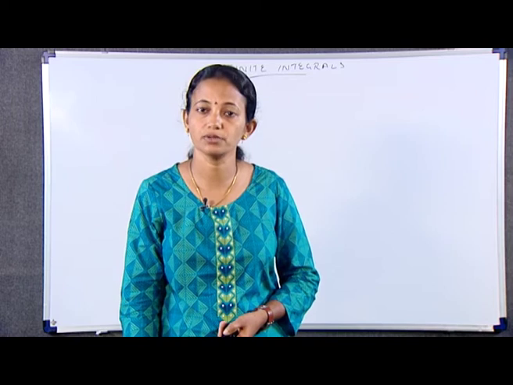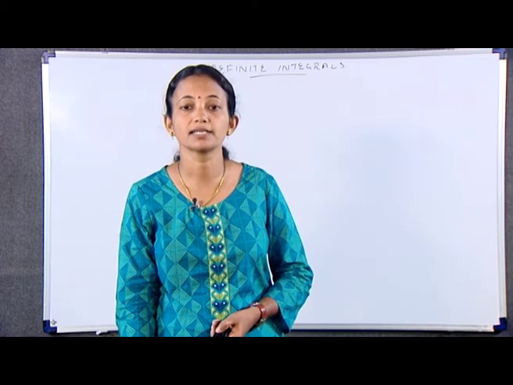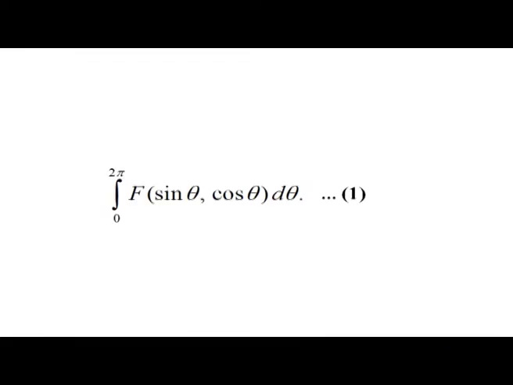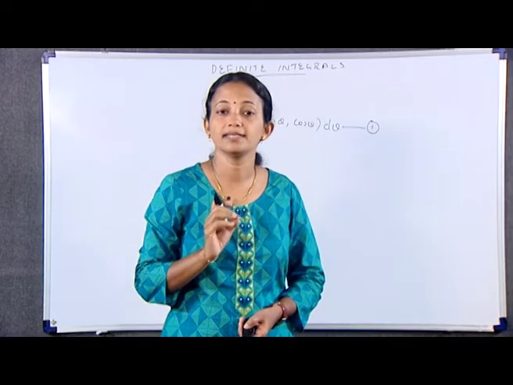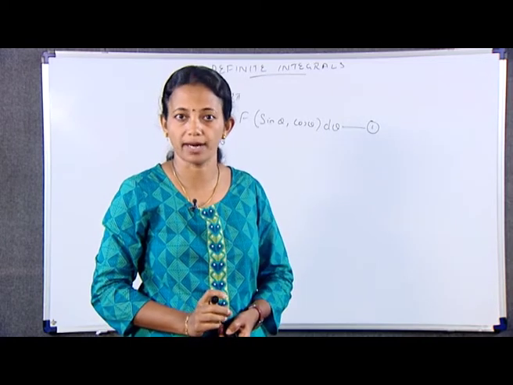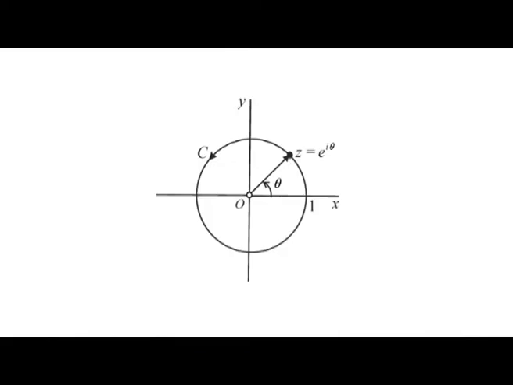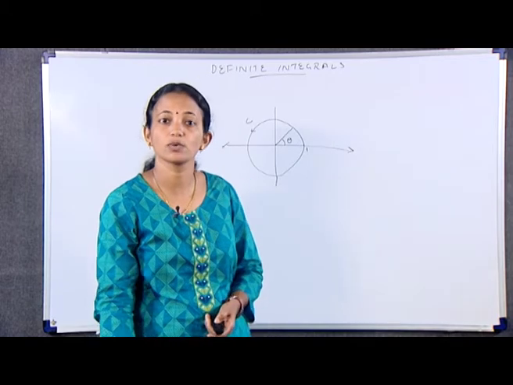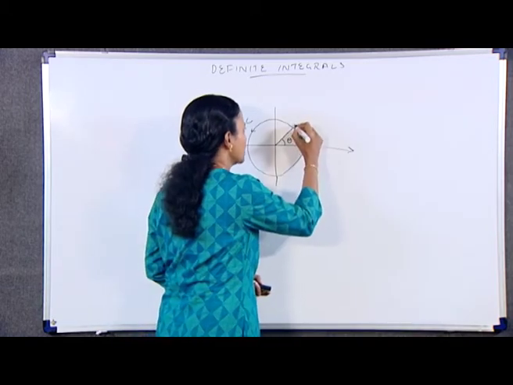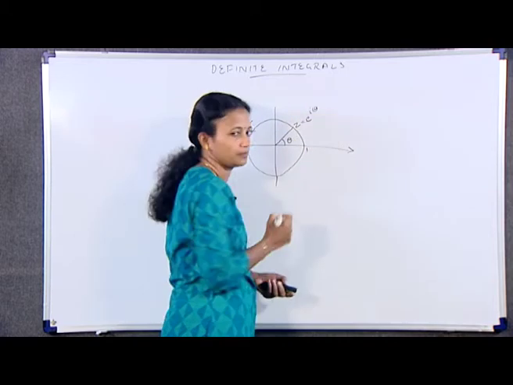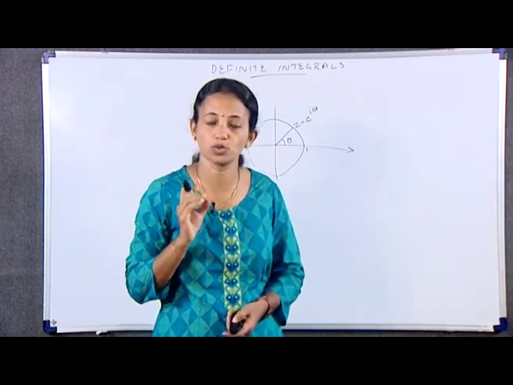The method of residues is also useful in evaluating certain integrals of the form integral 0 to 2 pi f of sin theta, cos theta d theta. Equation number 1. The fact that theta varies from 0 to 2 pi suggests that we consider theta as an argument of a point set on the unit circle C centered at the origin. Hence, we write z is equal to e raised to i theta, where theta varies from 0 to 2 pi.